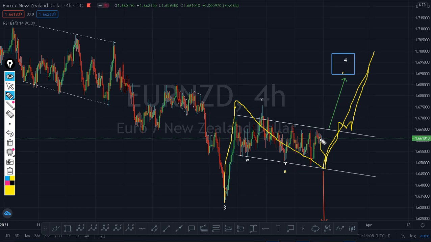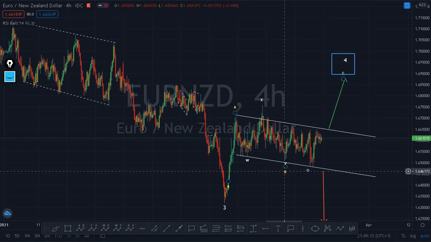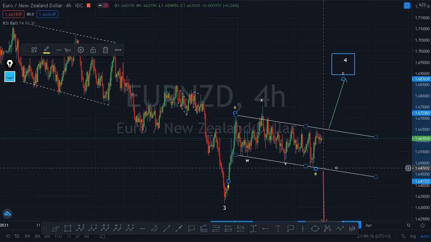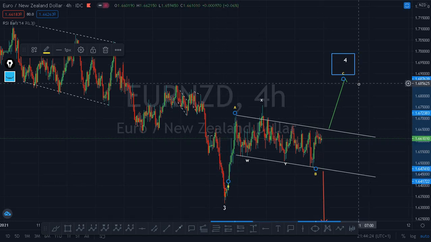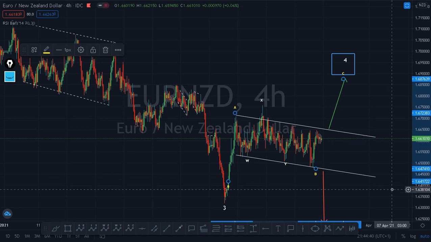So this wave B might not be over yet. This wave B can be placed here now, but it can still begin to go down. But what I'm looking for is A, B, C. Then after we have A, B, C, I'll look for sell to trade the next impulse wave, which will be the wave 5. And after that, the cycle will be completed. I will look for buy towards the other direction.